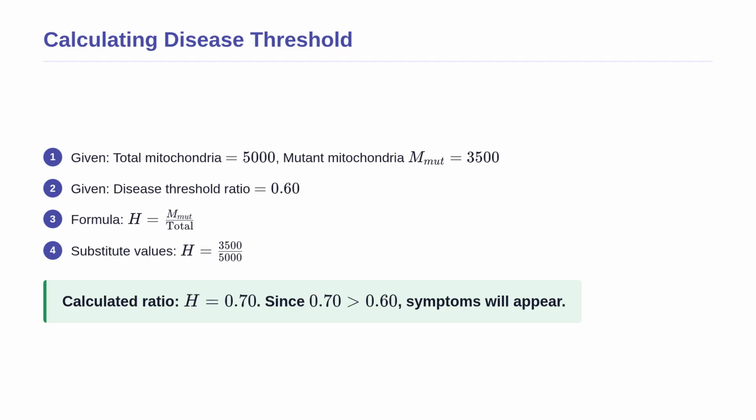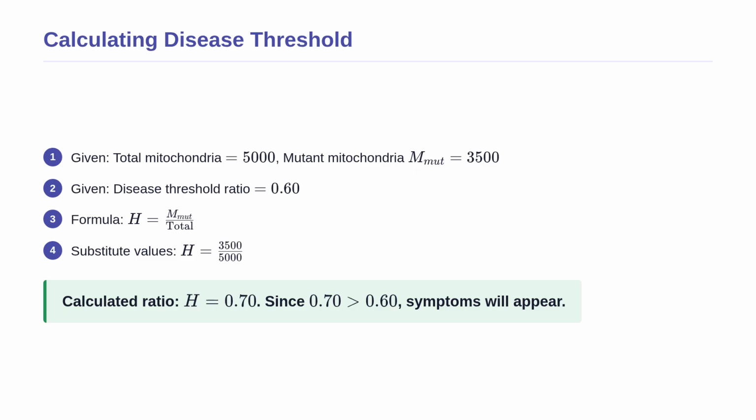Before we move on, let us see this formula in action with a concrete medical example. A patient is tested for a mitochondrial disease causing muscle weakness. We are given that out of a total of 5,000 mitochondria, exactly 3,500 carry the mutation. The critical disease threshold is 0.60. We need to find the patient's ratio and predict if symptoms will appear.